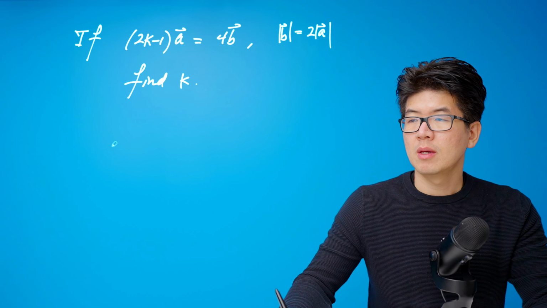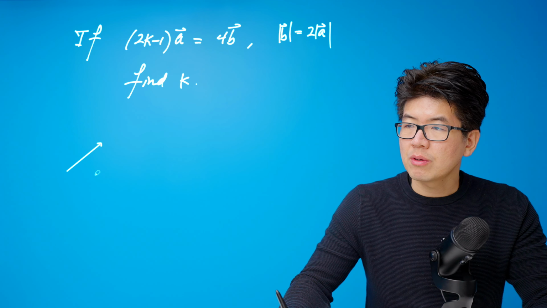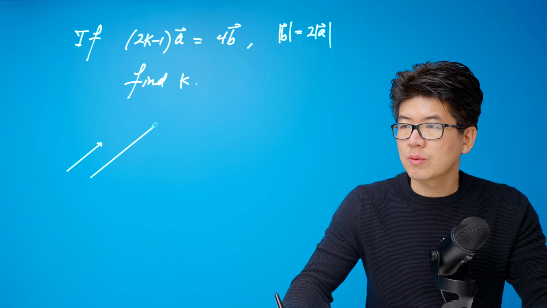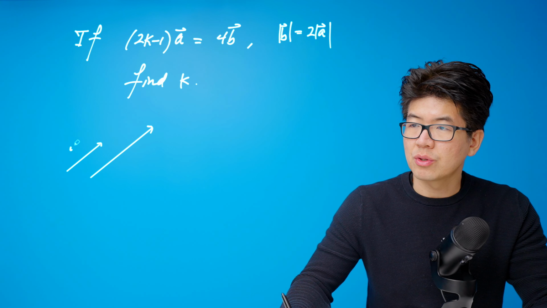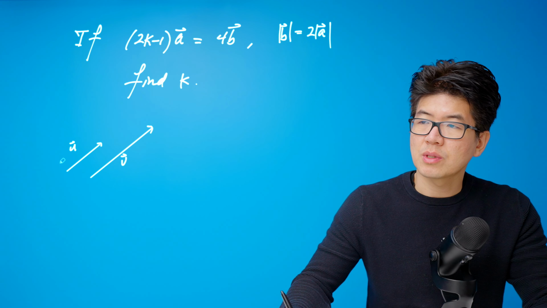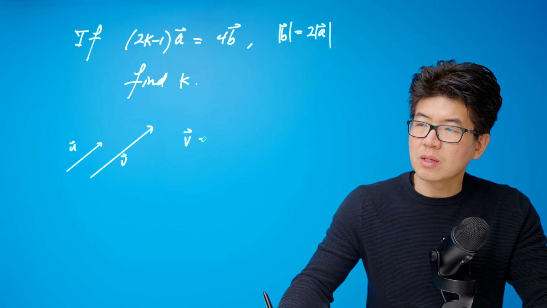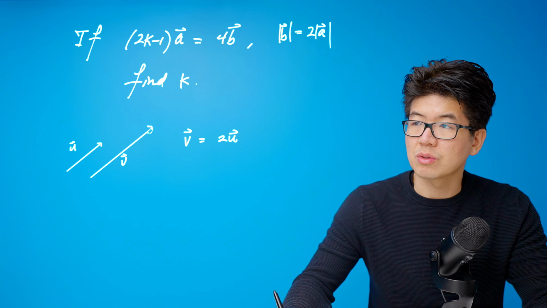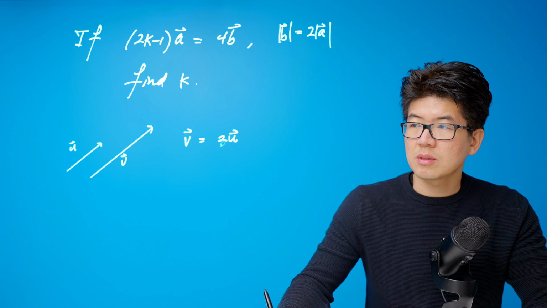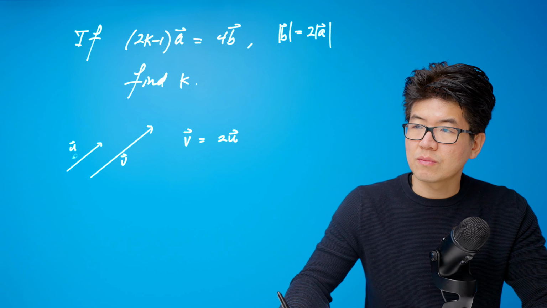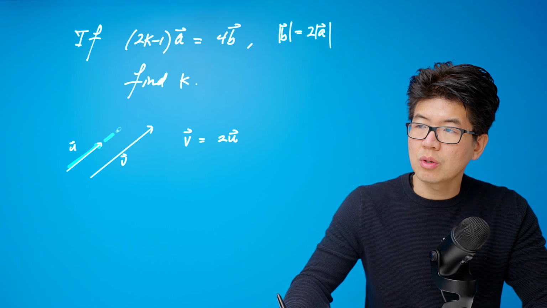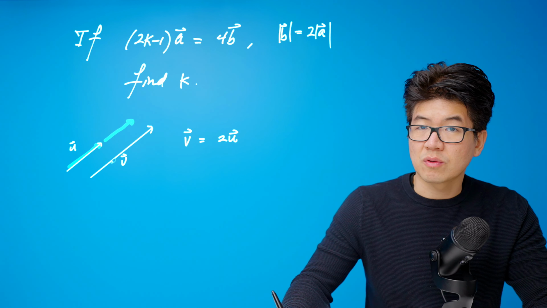Now remember, parallel vectors look something like this. These two are parallel. For example, if this was vector u and v, and let's suppose that this is half the length of this, then we can say vector v is equal to double of vector u because they have the same direction. If you have u and one more u, so 2u, look, it's exactly equal to vector v.